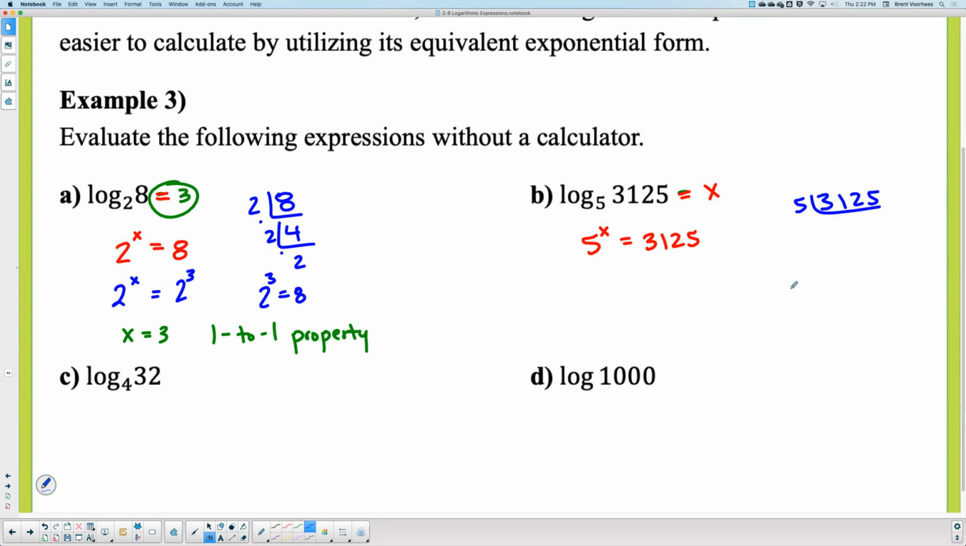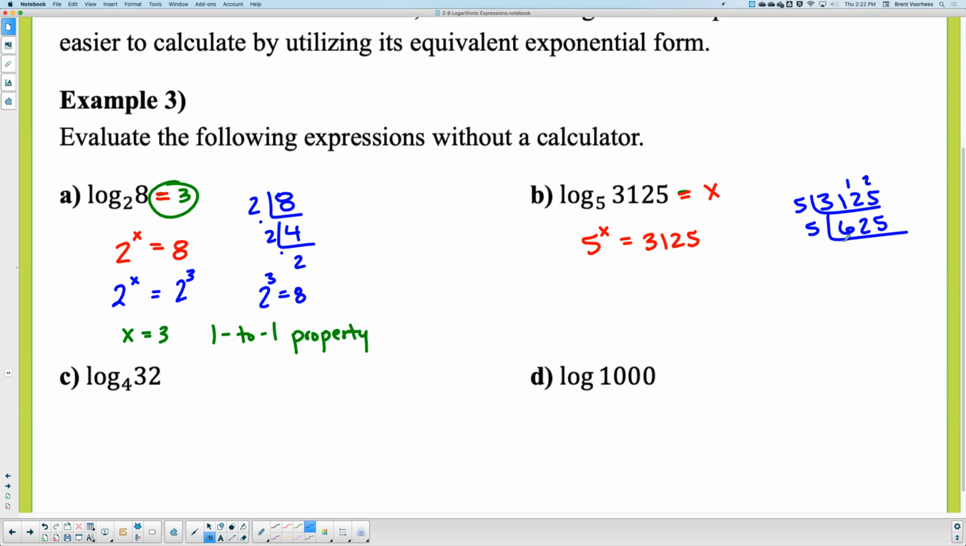Well, how many times can 5 go into 3? None. But 5 can go into 31 6 times, with the remainder of 1. How many times can 5 go into 12? Twice, with the remainder of 2. And how many times can 5 go into 25? 5. So 5 times 625 equals 3,125. Do I stop there? No, I want to know how many powers of 5. So I divide this by 5 again.